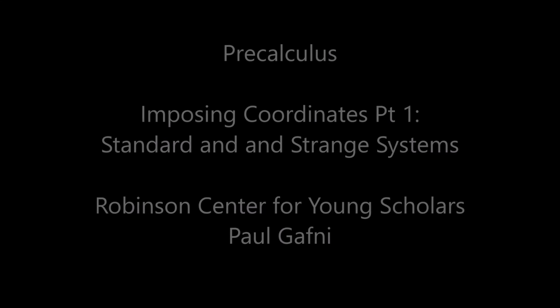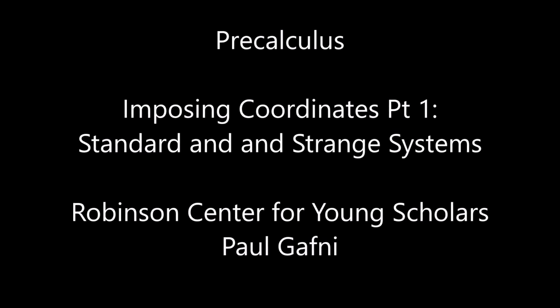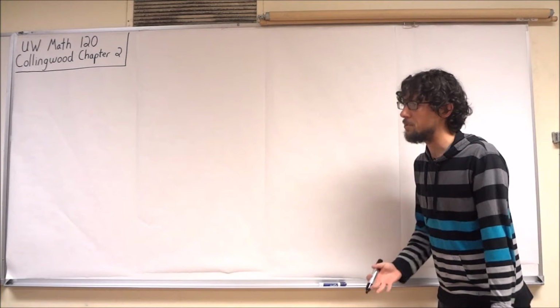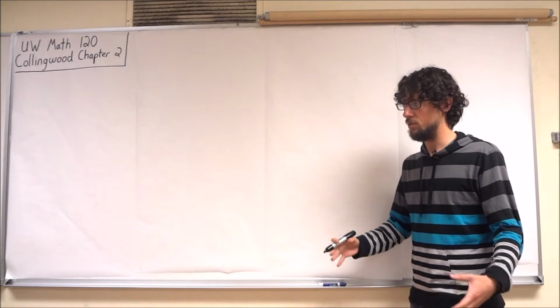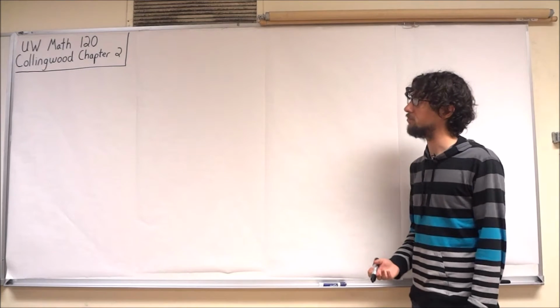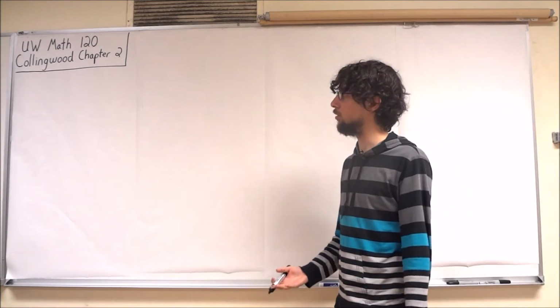We're looking at Collingwood's Precalculus text. This is the University of Washington's Math 120 textbook, and we're looking at Chapter 2. Chapter 2 asks us to look in depth at the idea of a coordinate system. So let's first ask the question, what is a coordinate system for?